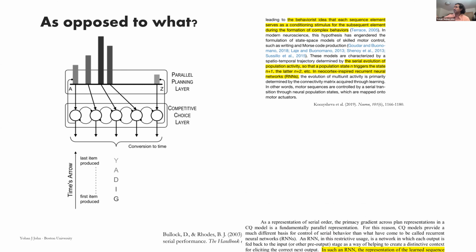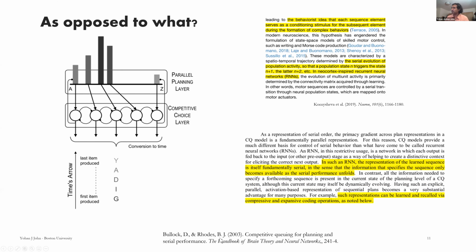But Dan actually says the same thing in this paper in 2003. An RNN in a certain restrictive usage is a network in which each output is fed back to the input as a way of helping to create a distinctive context for eliciting the correct next output. So it's like, having been there, I feed that back and use that as the context for the next association. In such an RNN, the representation of the learned sequence is itself fundamentally serial, in the sense that the information that specifies the sequence only becomes available as the serial performance unfolds. So there's no parallel planning layer.